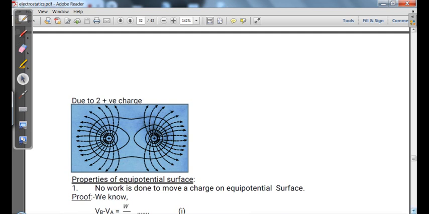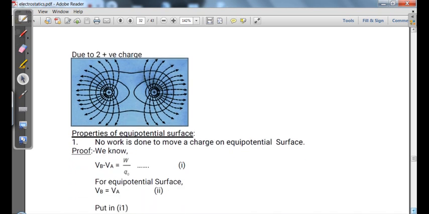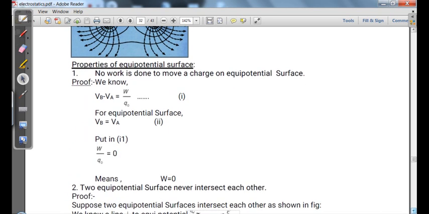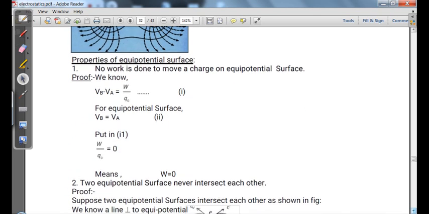Now the properties, make sure you draw the diagram. What are the properties? The first property is this one. No work is done in moving the charge on the equipotential surface. Work done on an equipotential surface is 0.